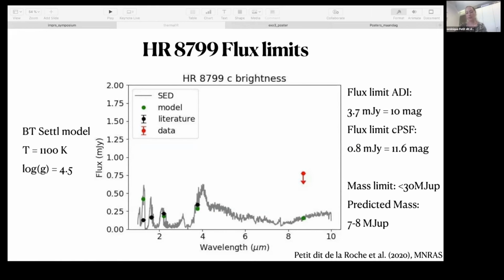So from this flux limit, we can also then compute with the near infrared data that we have a mass limit for this companion. And then for the system, we find a mass limit of 30 Jupiter masses. Considering the predicted mass of these planets is 7 to 8, that is all fairly consistent. But it does show us that we actually need more sensitive data.